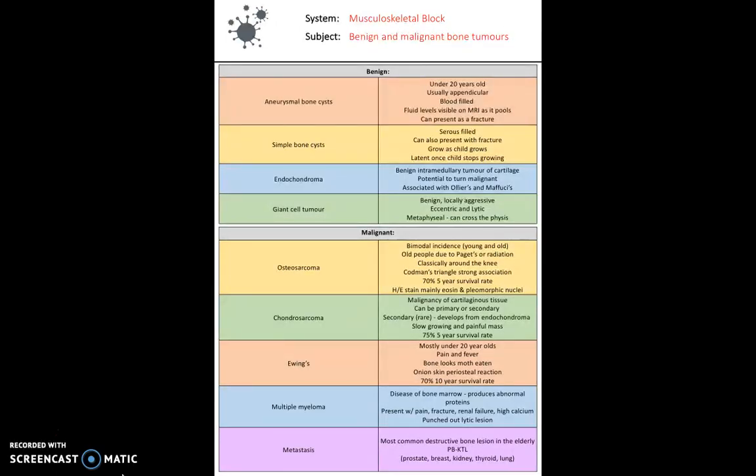To zoom in on benign and malignant tumours, benign tumours are ones like these at the top. An aneurysmal bone cyst usually occurs in under 20-year-olds and it's usually appendicular and blood filled, and it can present as a fracture. Simple bone cysts are serous filled in comparison to blood filled ones above, and these normally present with a fracture as well, and they grow as the child grows but then stop once the child stops growing. An enchondroma is a benign intramedullary tumour of cartilage, and it has potential to turn malignant, and there's association with Ollier's and Maffucci's.